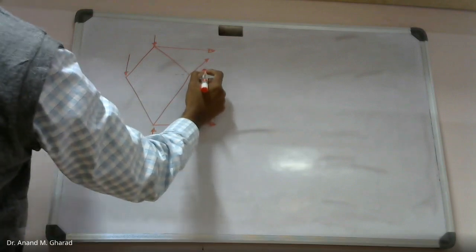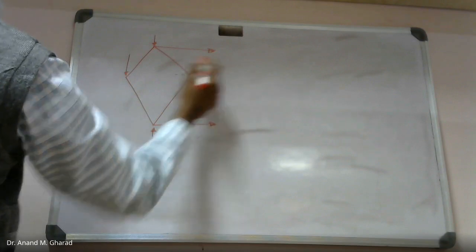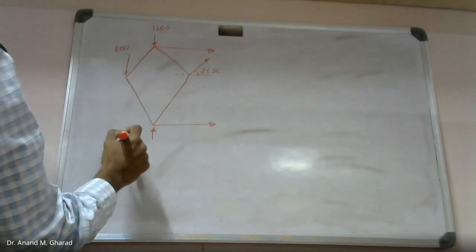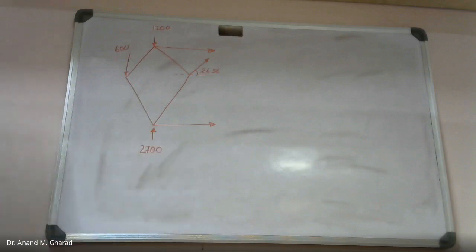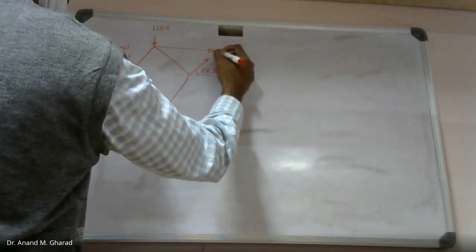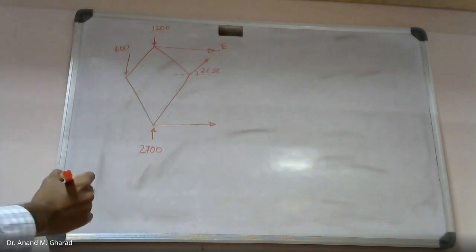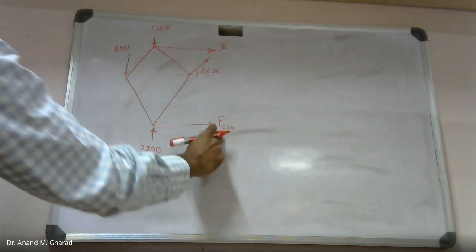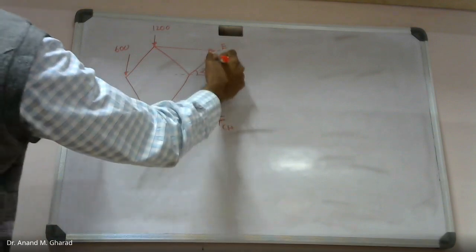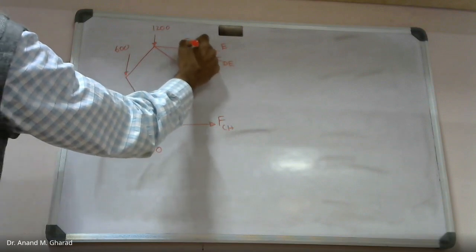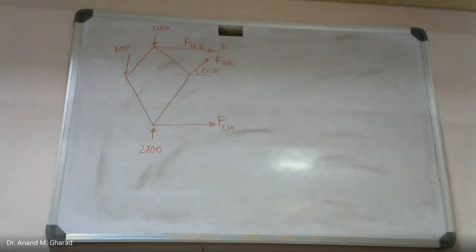It was 26.56 degrees. This was 1200, 600 newton. This is 2700 newton. This was that point E. For time being, let us consider this to be that point E. So now, start. Then we have identified first of all this force in member CH, force in member EP, and force in member BE. Again, out of this, how many forces did we identify?